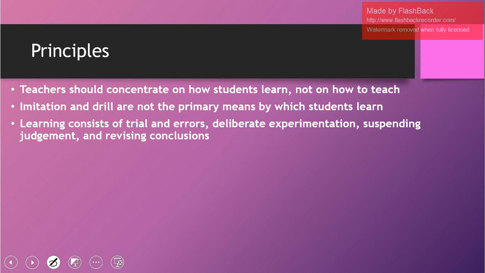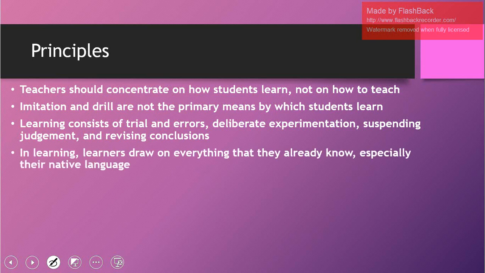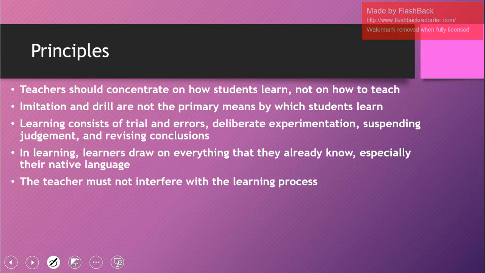So the teacher is not going to correct the errors, but students are going to discover their errors and re-evaluate themselves on their own, because the teacher is going to be silent. In learning, learners draw on everything that they already know, especially their native language. So their native language would be used as depending material on which the second language learning can depend, right? The teacher must not interfere with the learning process, because the teacher is going to be silent as much as possible, and the teacher must not interfere with the learning process.